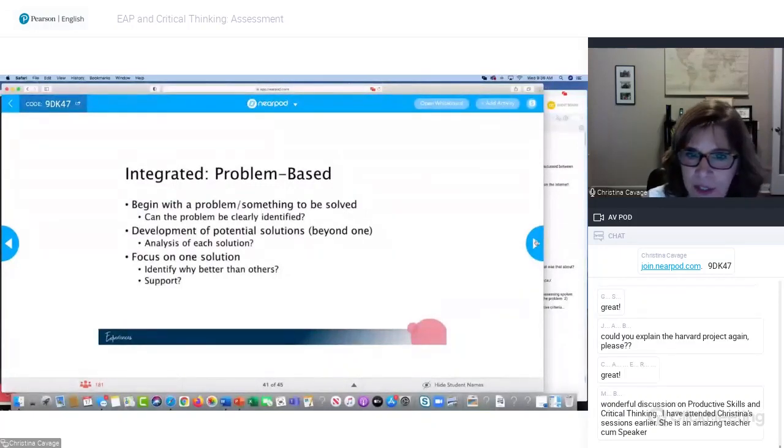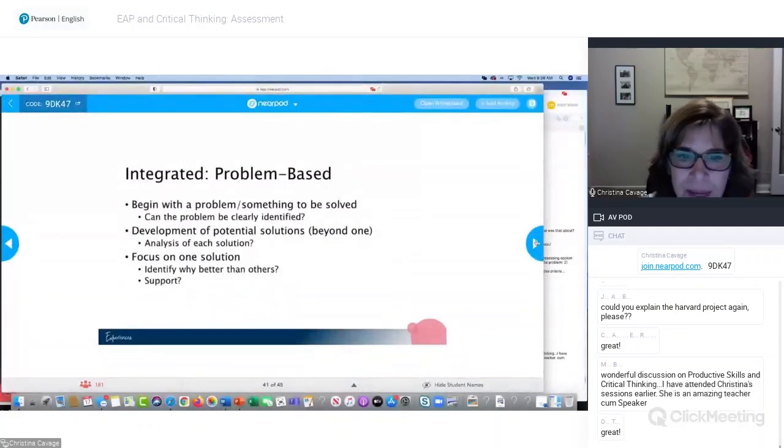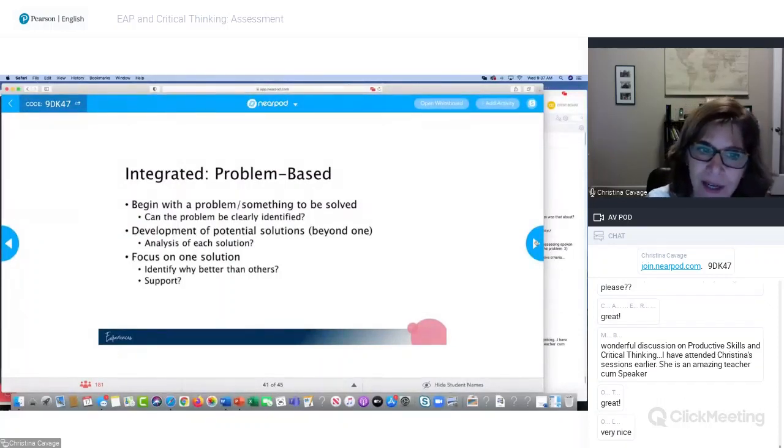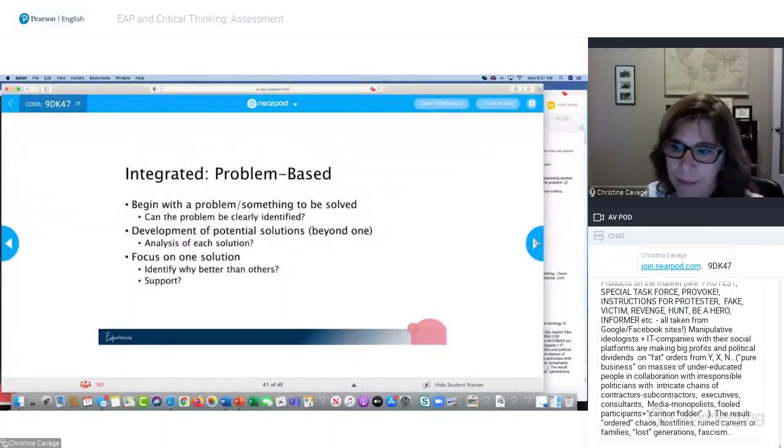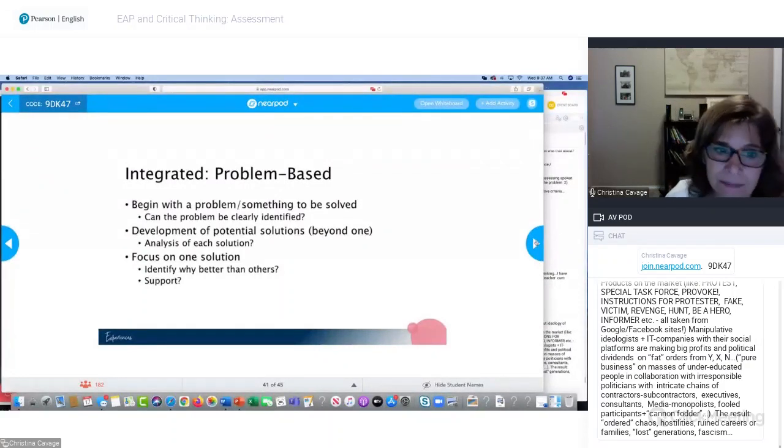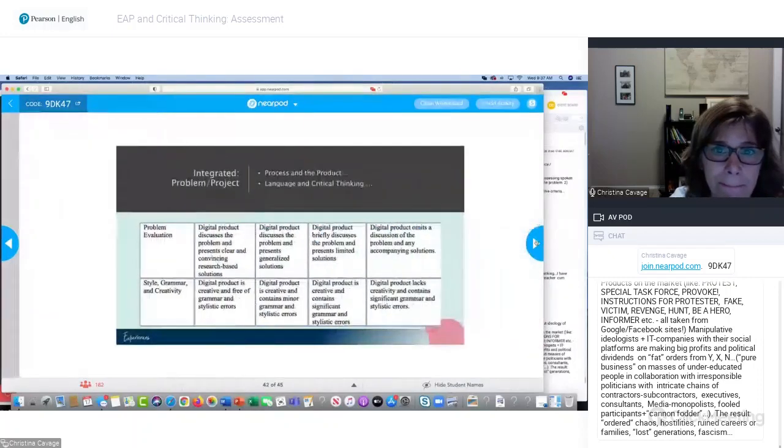Then the development of potential solutions, thinking beyond just one. Were they able to analyze each of those solutions, determine which one was the best, and identify why it was the best solution? Then, focusing on one solution, were they able to identify why it was better than others? Could they support their ideas? So building a rubric around problem-based learning, obviously, these really lend themselves to that critical thinking piece.